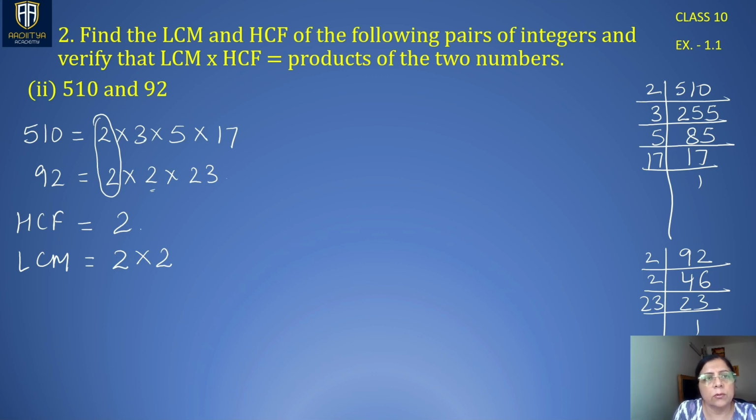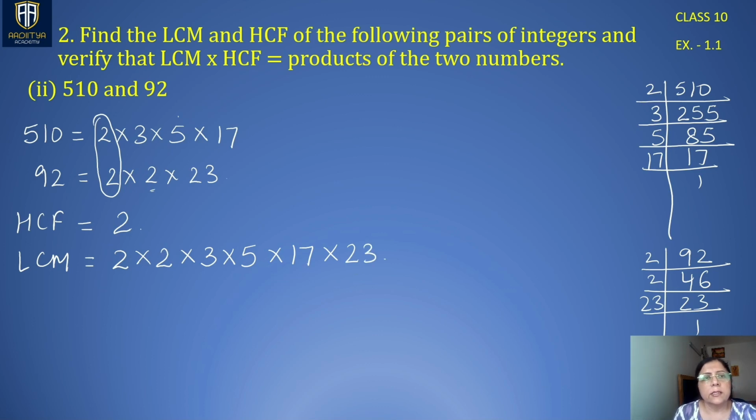Then we go to 3. 3 is there in 510. It is only once written in the factorization, so we write it here once. Then we go to 5. 5 is there in only one number, so write 5. Then we go to 17. 17 is occurring in the prime factorization of 510, and that is only for one time. Same is the case with 23.